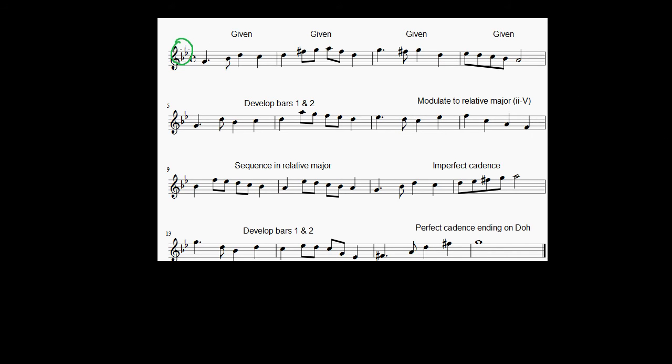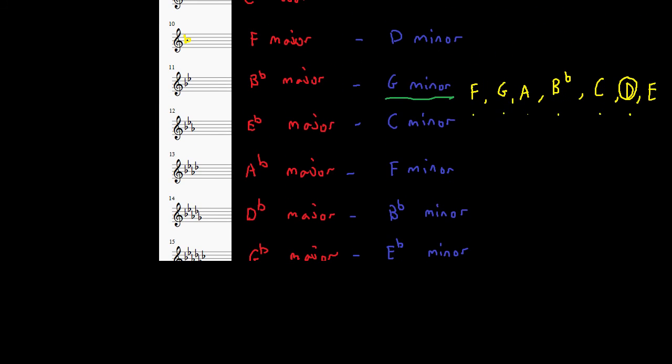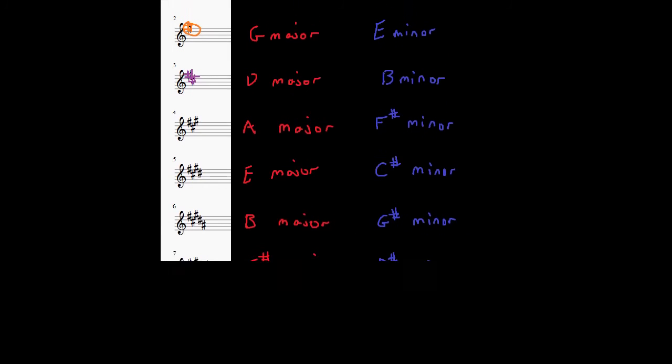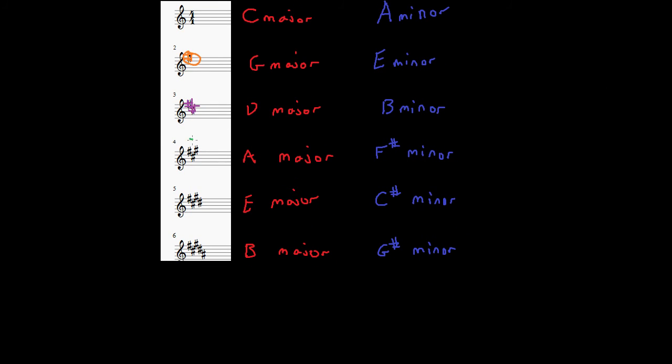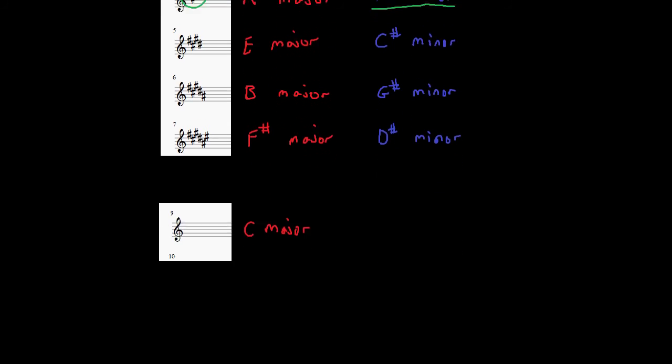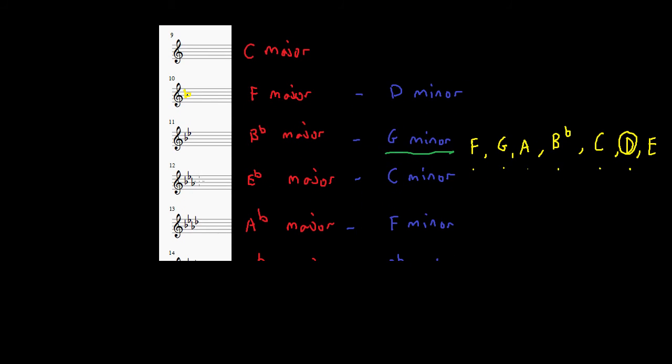Okay, so if it has two flats, it could be in B flat major or it could be in G minor. If, for example, it had, let's look at one up here, let's say it had three sharps. It could be in A major, but it could also be in the relative minor of that. It could also be in F sharp minor. If it had three flats, it could be in E flat major, or it could be in its relative minor, which is C minor. So we need to be able to tell, is it in the major key or is it in the relative minor key?